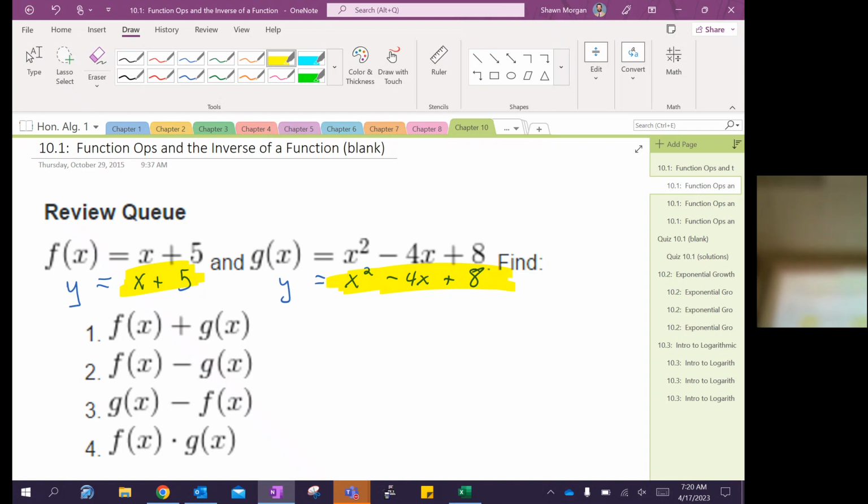Y'all get to work. I'll give you a few minutes to think about this. And again, chapter 10, which we're starting today, is all about operating with functions. So this will be a good, appropriate warm-up for us.